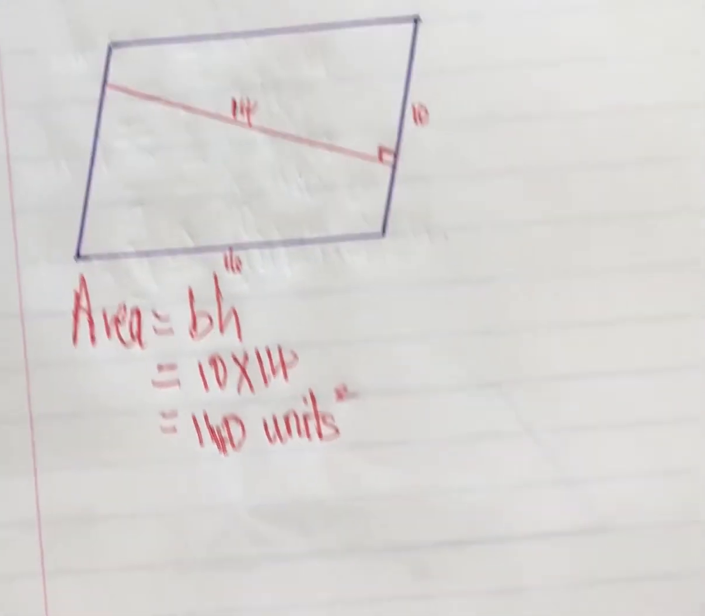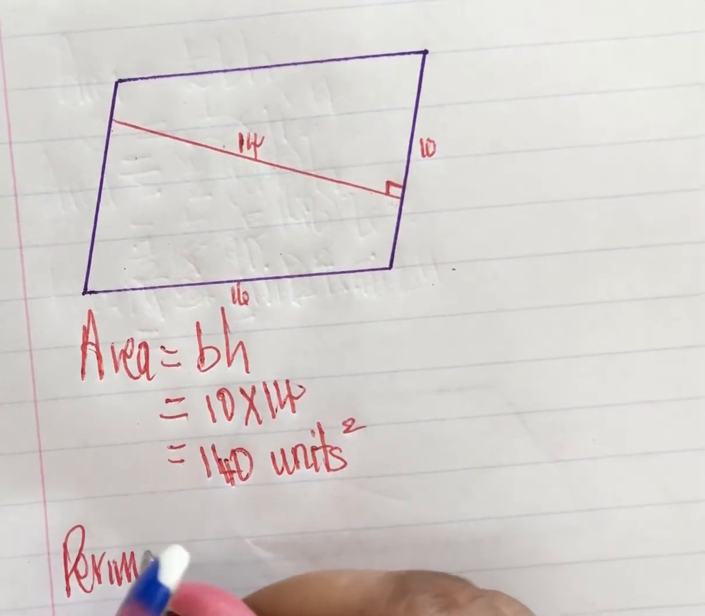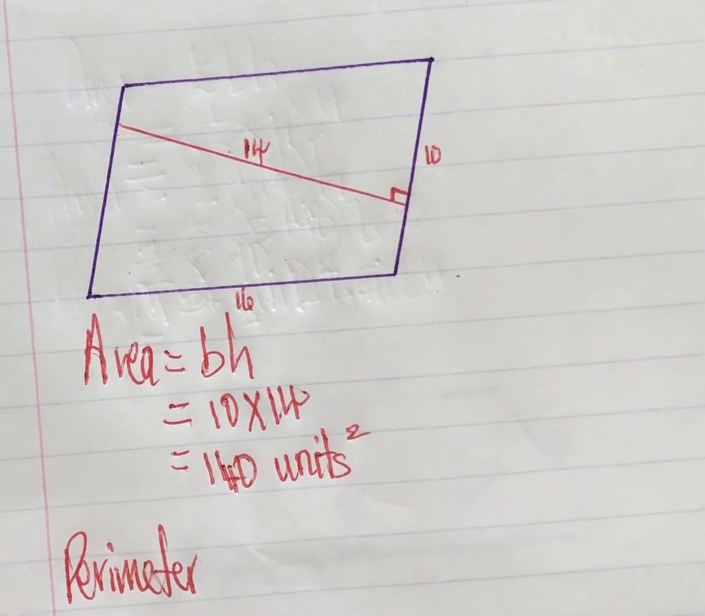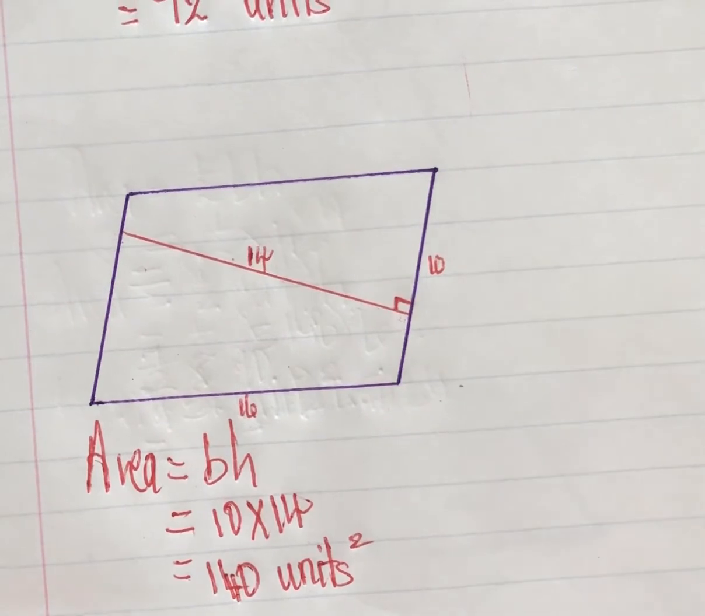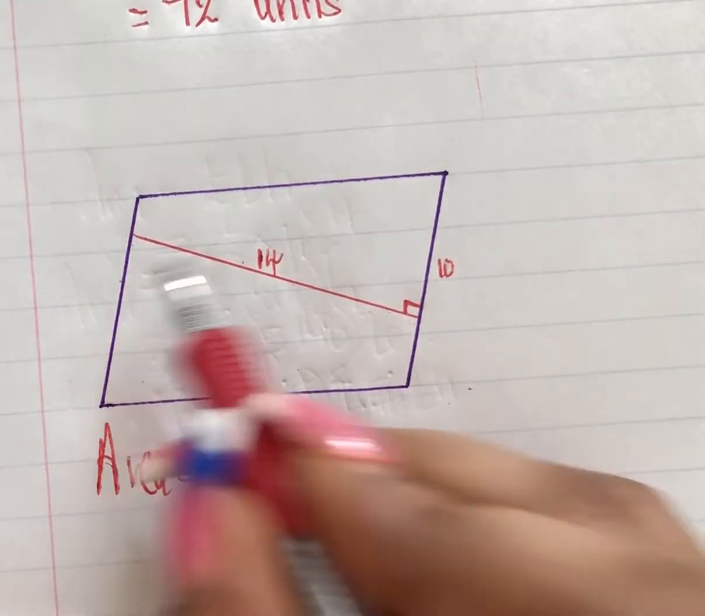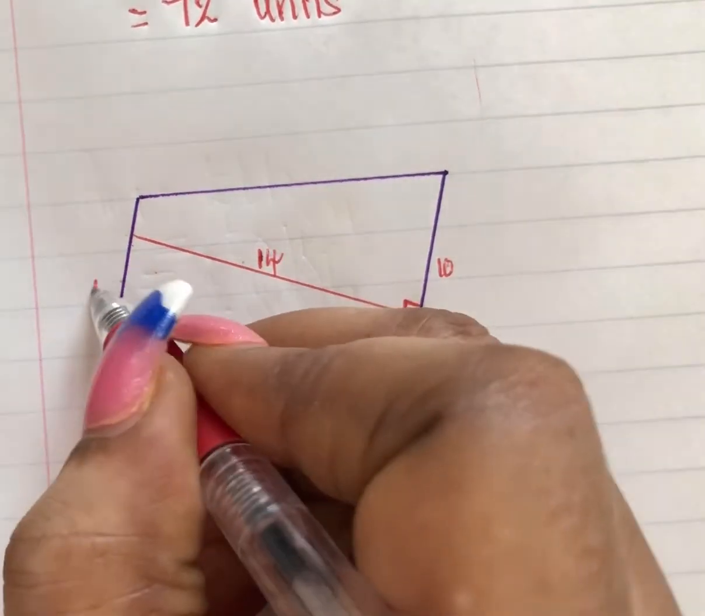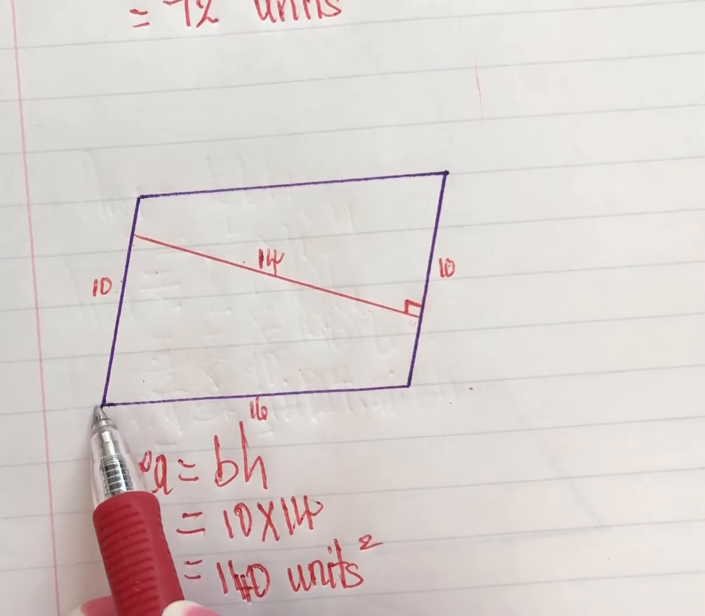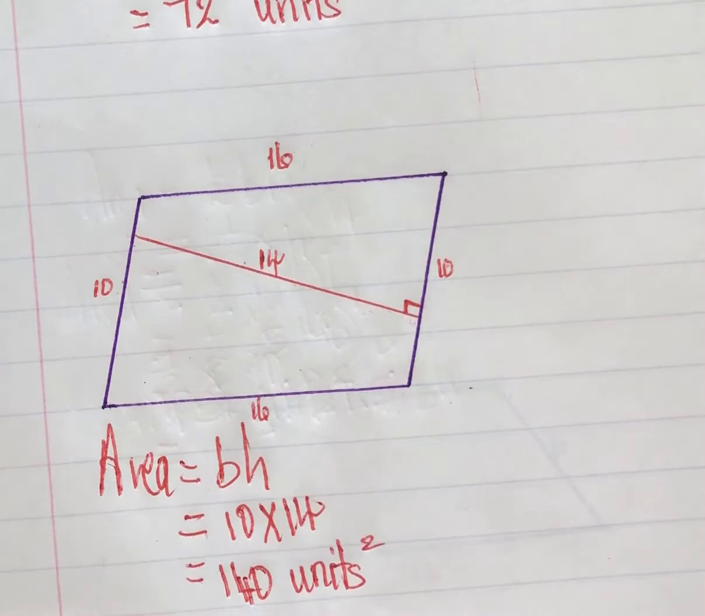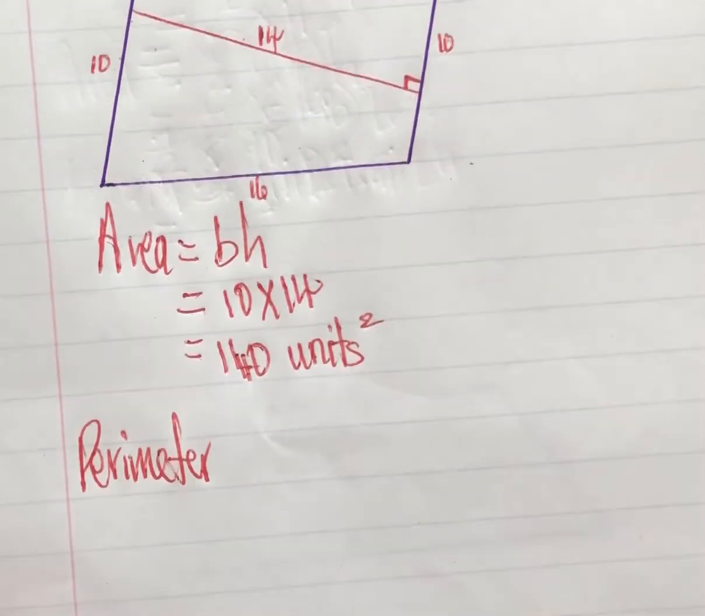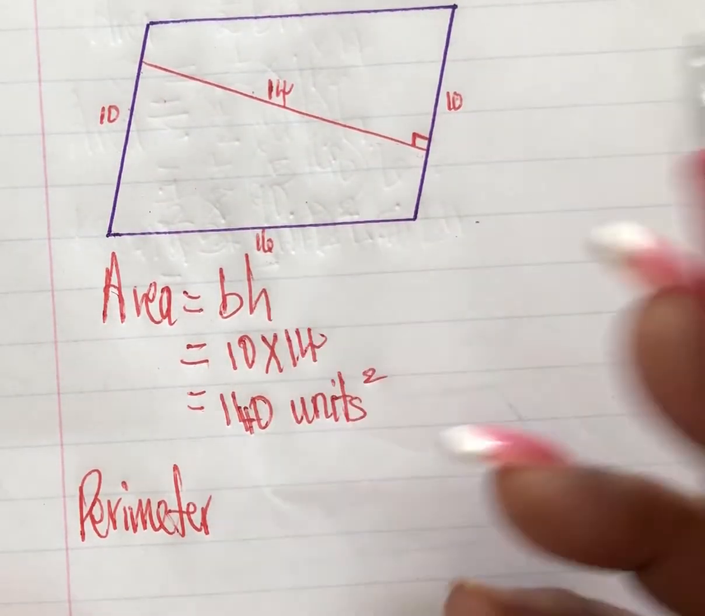We also want to find the perimeter of this exact shape. And we know that perimeter is found by adding the sides. Parallelogram, so they're parallel, they're opposite. So if here is 10, the other side will also be 10. And if this side is 16, here will be 16 because they're parallel. The opposite sides are equal. So for my perimeter, I'll go 10 plus 16 plus 10 plus 16.